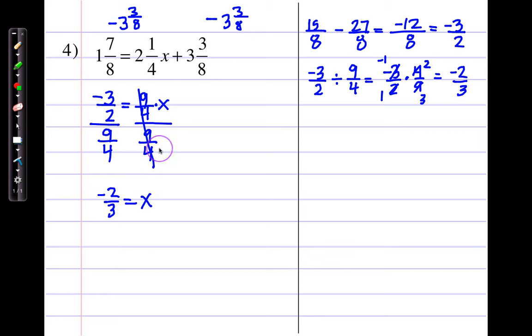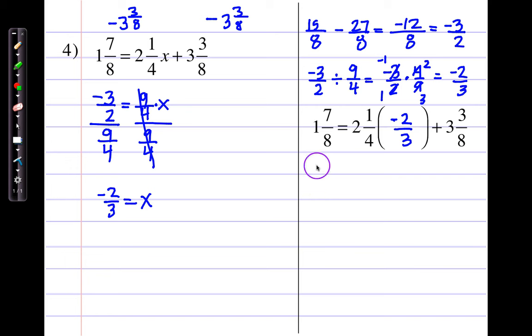But once more, I need to check my work. So I'm going to go ahead and rewrite the equation, but instead of an x, I put a set of parentheses so I can plug in my answer of -2/3. Before I can check it, I'm going to convert these into improper fractions. So that's 15/8 equals 9/4 times -2/3 plus 27/8.